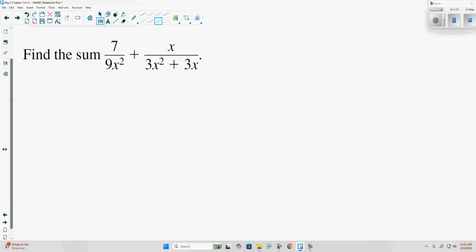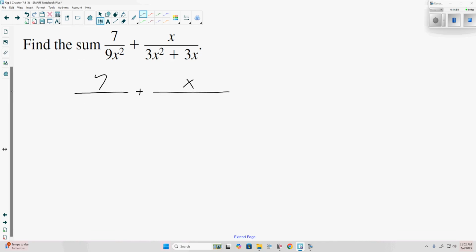Find the sum of 7 over 9x squared plus x over 3x squared plus 3x. Before we start actually adding and subtracting these, we are going to need to first get the denominators to be the same. Because 9x squared and 3x squared plus 3x are not the same. Not by a long shot. So we need to get them to be the same.